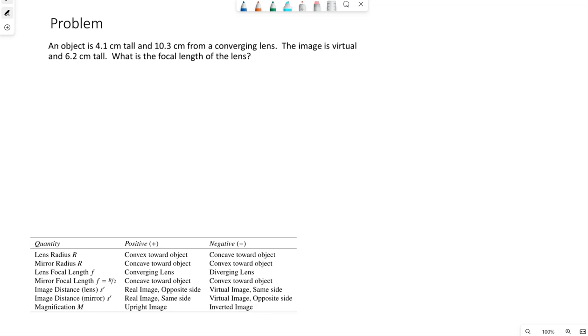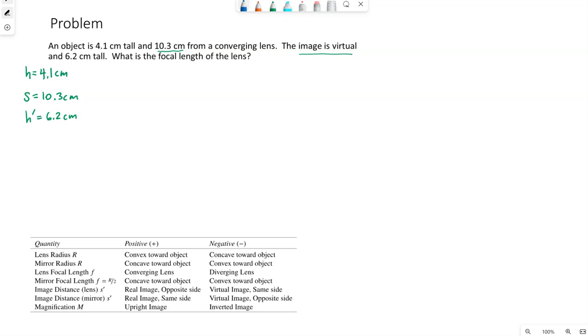All right, so we have our object. So we'll say H, the height of this object, is 4.1 centimeters tall. The object is 10.3 centimeters from our converging lens. That's S, the object distance. Our image is virtual and it is 6.2 centimeters tall. So that's our H prime.